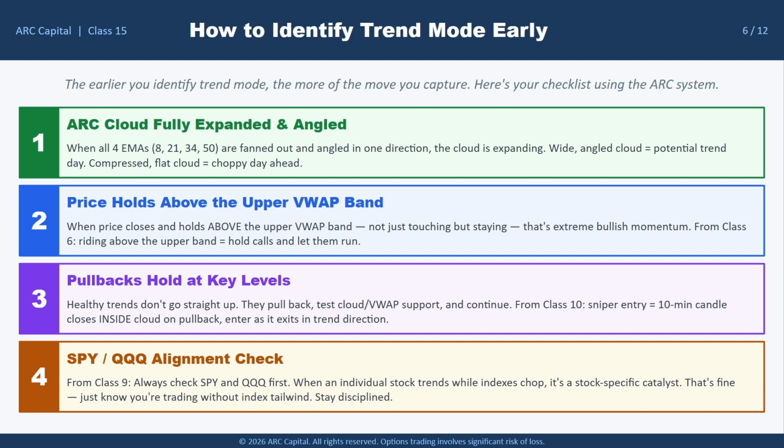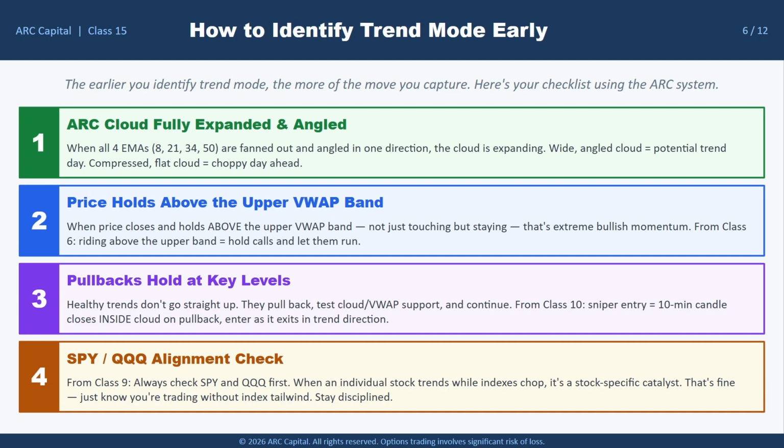Number two is when price holds above the upper VWAP band. So let's say price closes and holds above the upper VWAP band, or green line. Not only touching but staying above, that's extremely bullish momentum from class 6. Riding above the upper band equals hold calls and let them run.